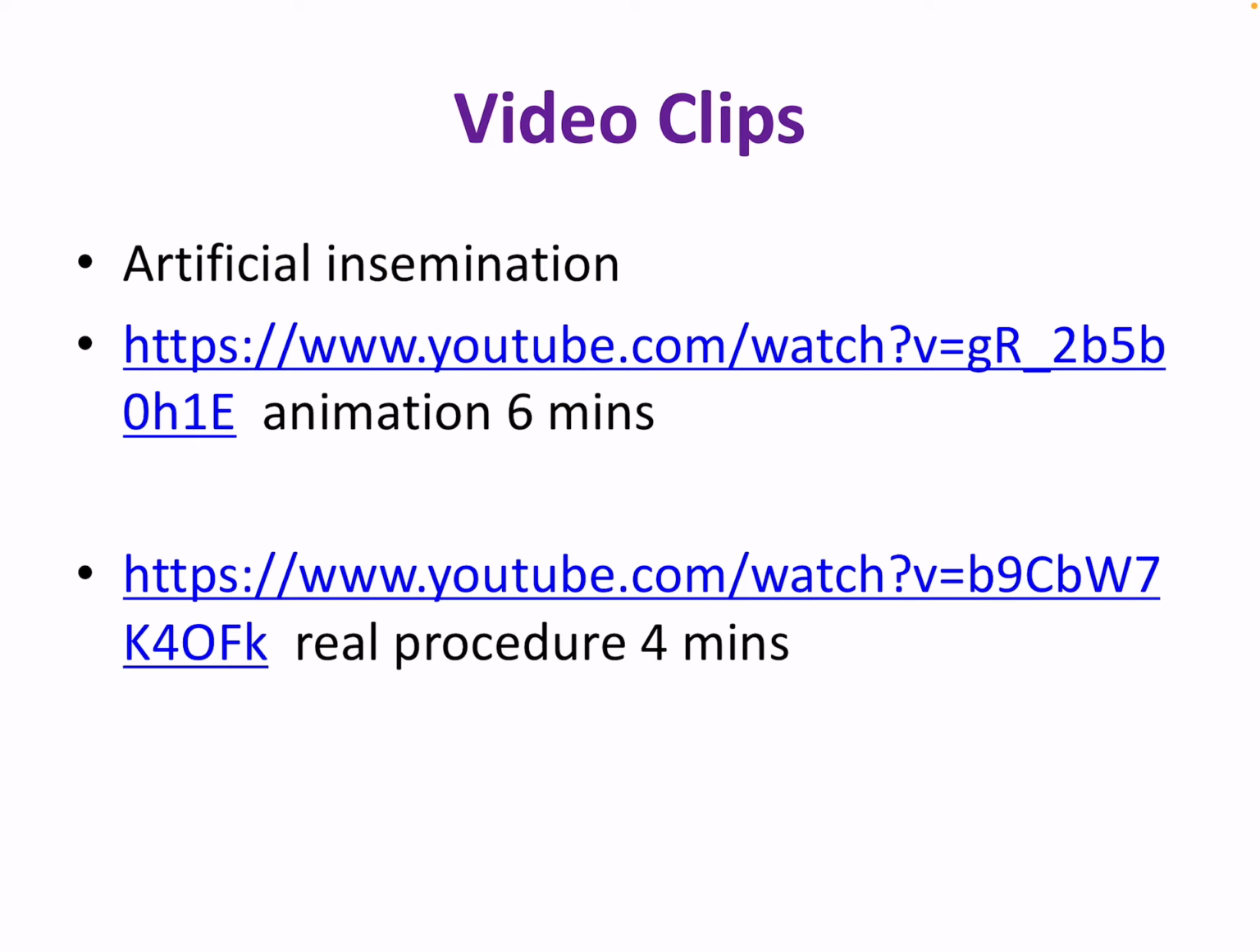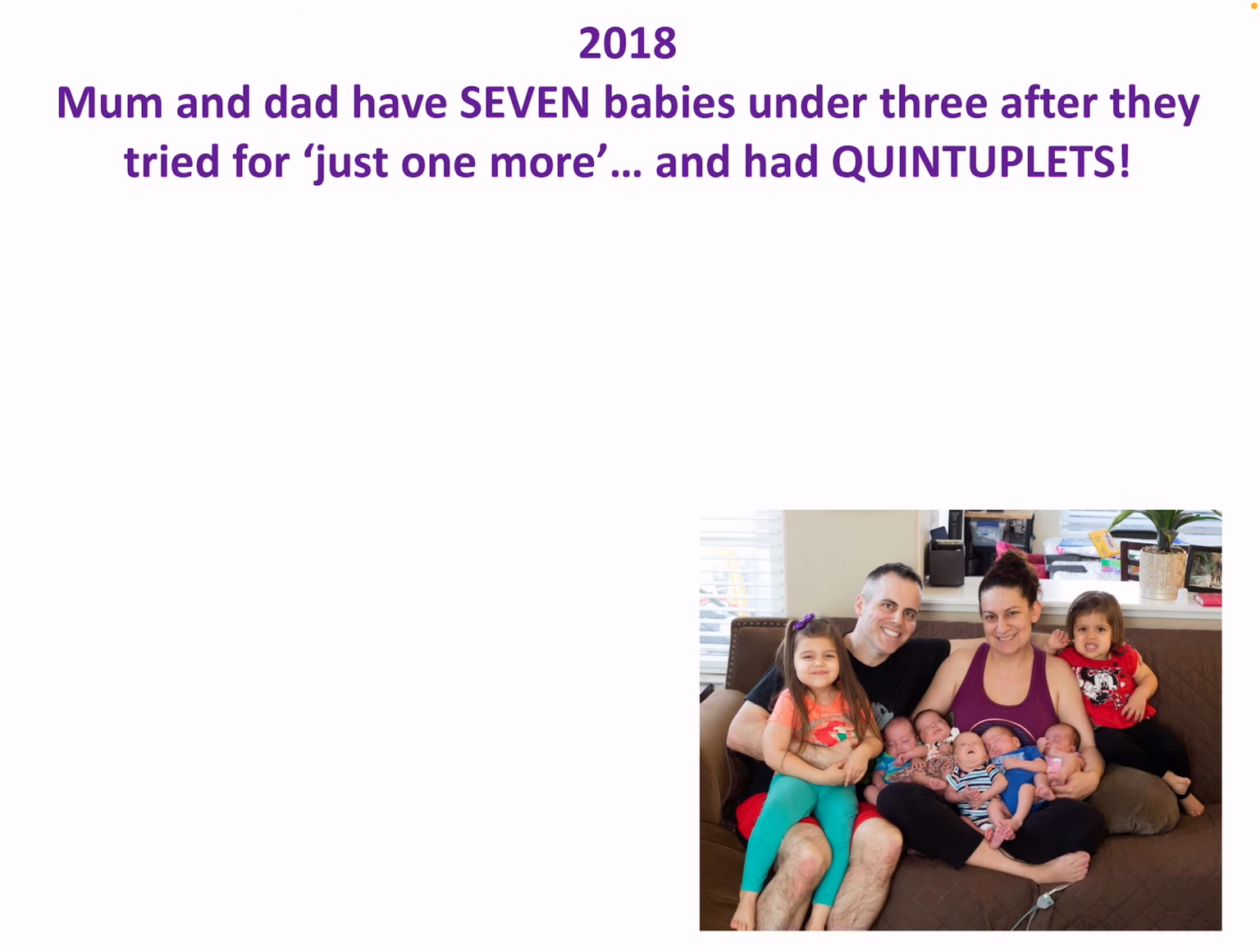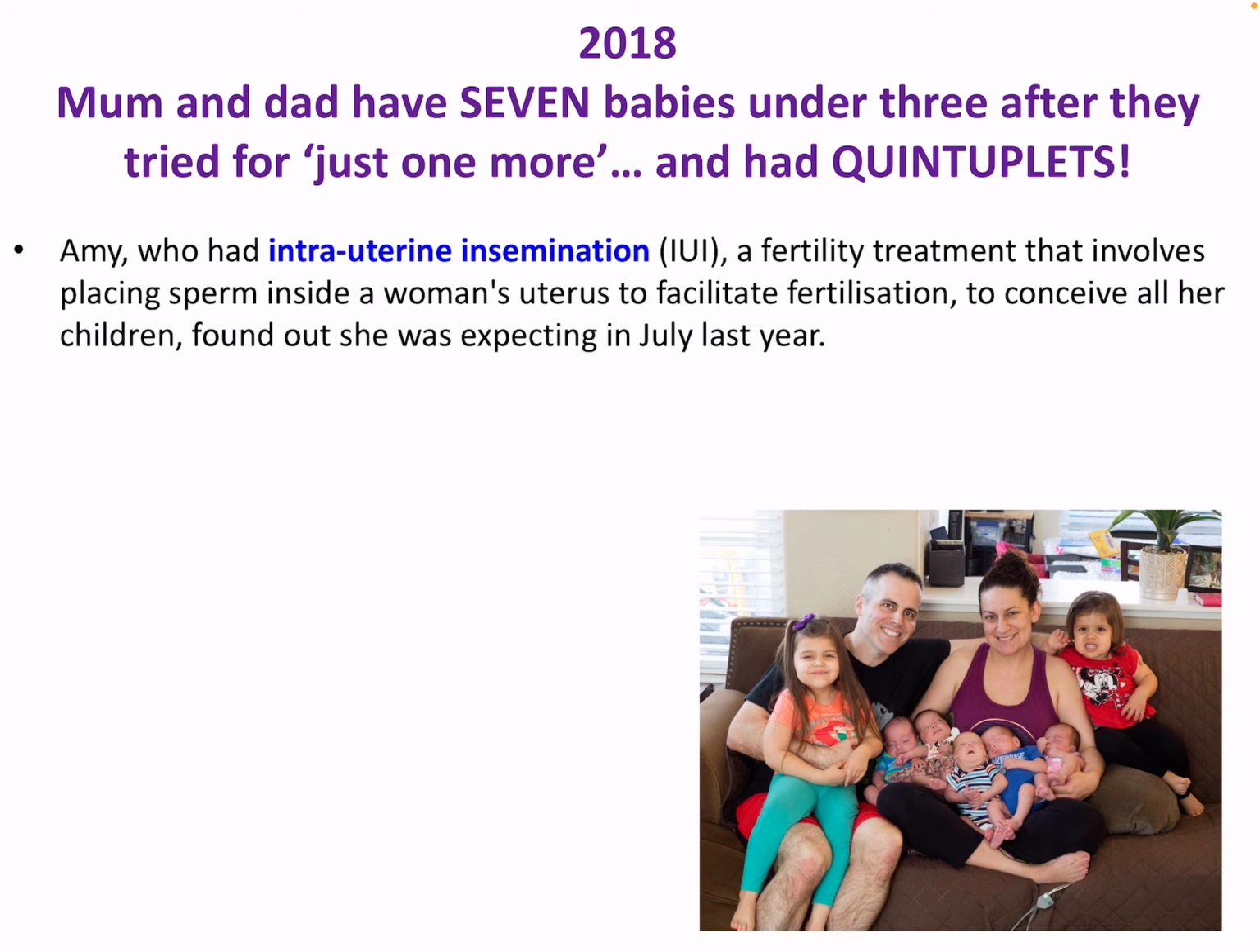And here are some video clips you can watch describing artificial insemination if you would like some more information. Right. Fertility treatments can sometimes result in multiple births, right? Particularly if ovulation drugs are used, quintuplets, 5 little babies there. Right. She had intrauterine insemination or artificial insemination.